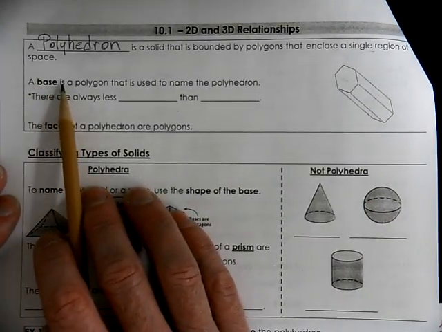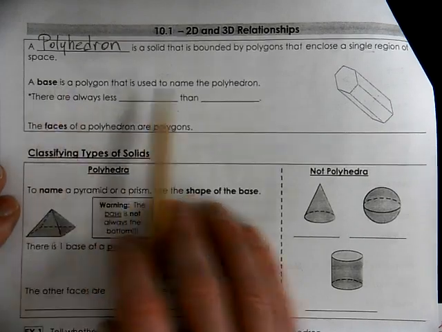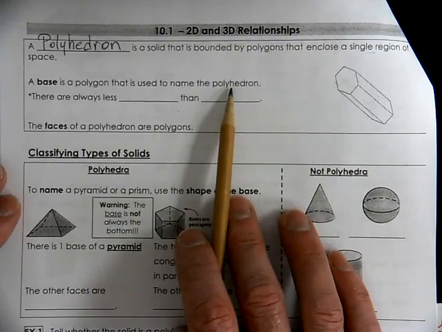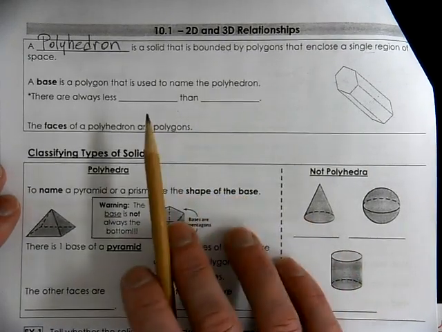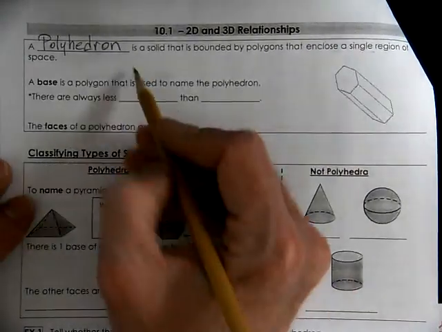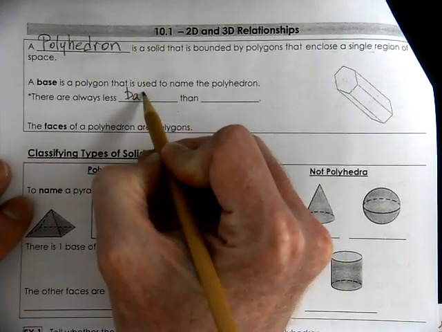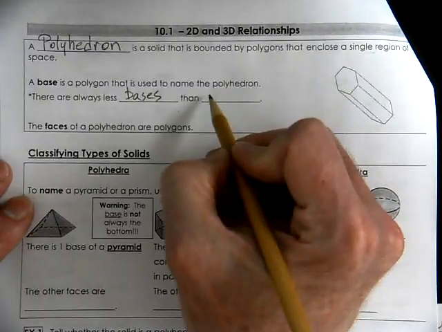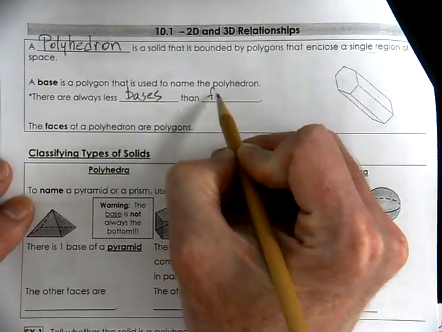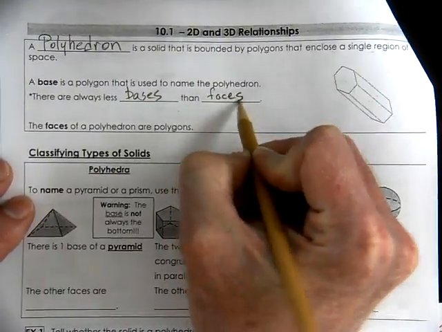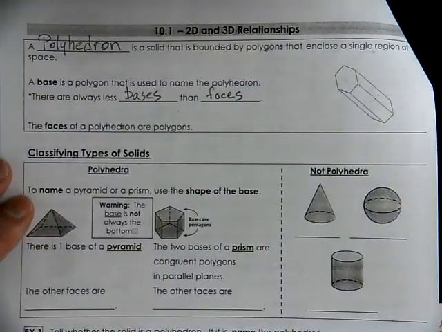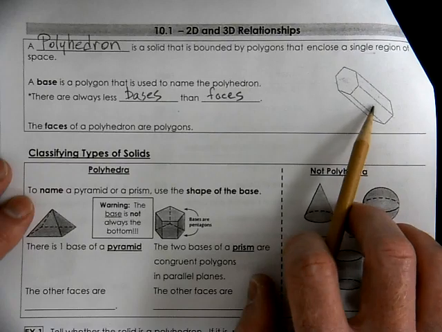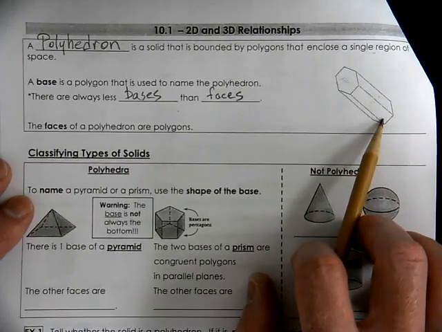A base is a polygon that is used to name the polyhedron. There are always fewer bases than there are faces or sides. Bases and faces: the base is the shape that's being repeated throughout the entire figure.